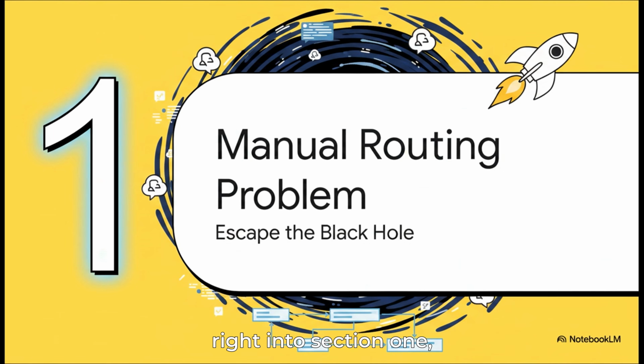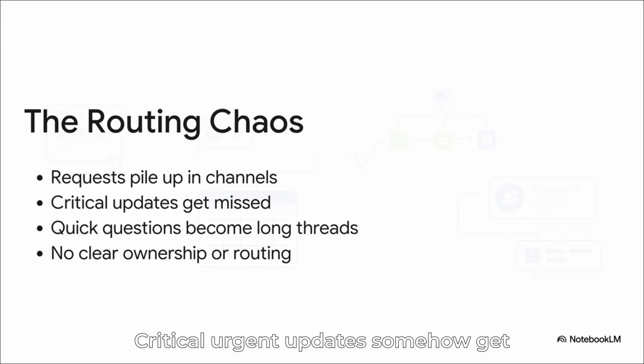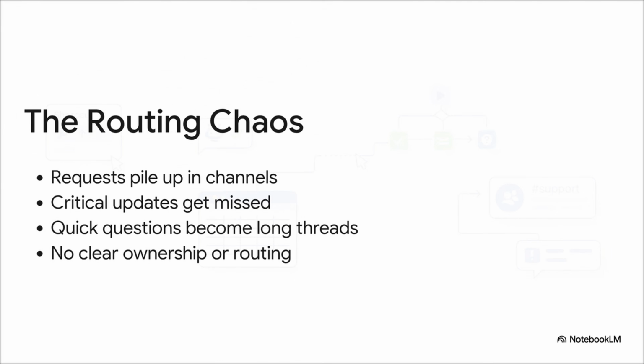All right, let's dive right into section 1, the manual routing problem, and how we actually escape this Slack black hole. Look, if your team basically lives in Slack, you've definitely seen this exact nightmare scenario play out. Random requests just endlessly pile up in some generic support channel. Critical, urgent updates somehow get completely buried, and those innocent little quick questions, yeah, they inevitably spiral into these massive, long, messy, multi-person threads. Without any kind of priority-based routing or clear ownership, your IT and SRE teams are left totally overwhelmed and basically on the fast track to burnout.